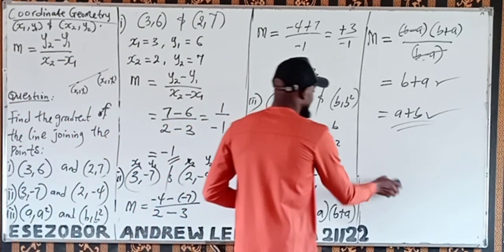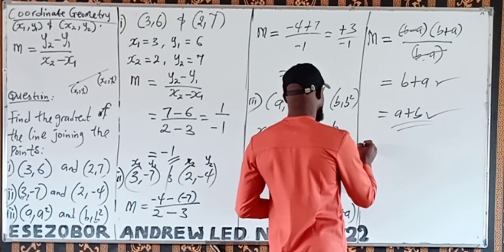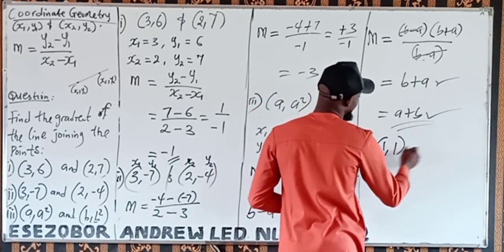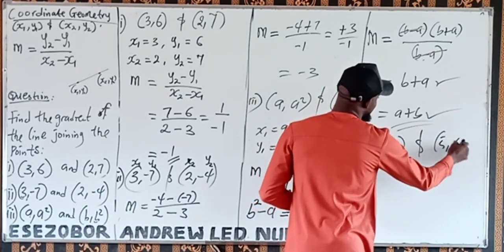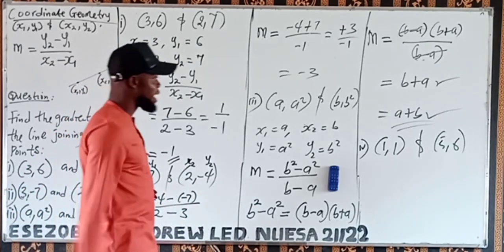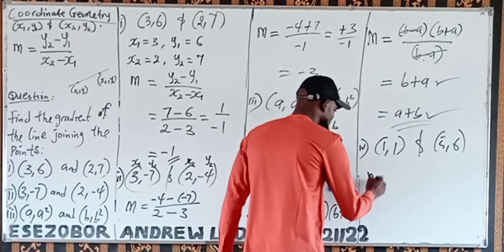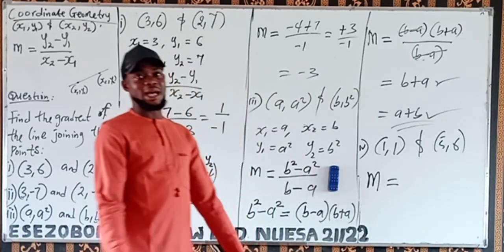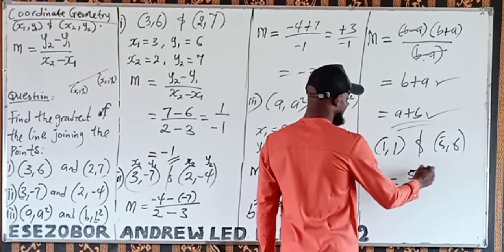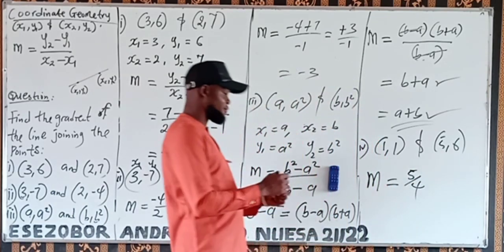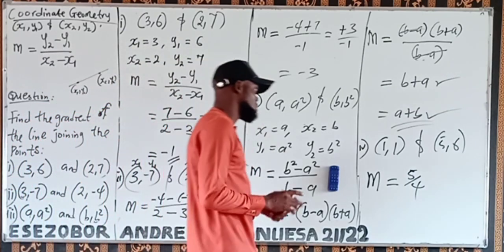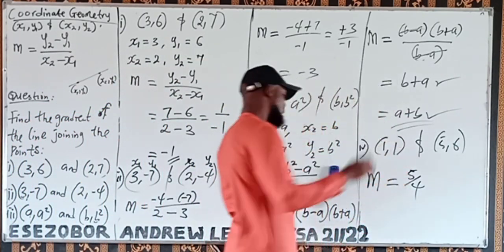So lastly, find the gradient of the line joining the points 1, 1 and 5, 6. What will be the gradient? Can you do that? You try to do it. The gradient is going to be 5 over 4. That will be the gradient. 5 over 4 is what we're going to have as the gradient. So you try and do that to see what you can get.